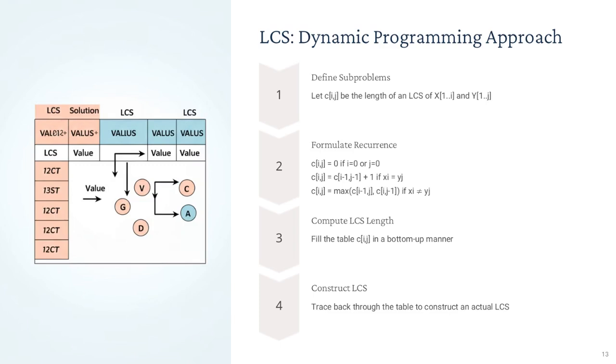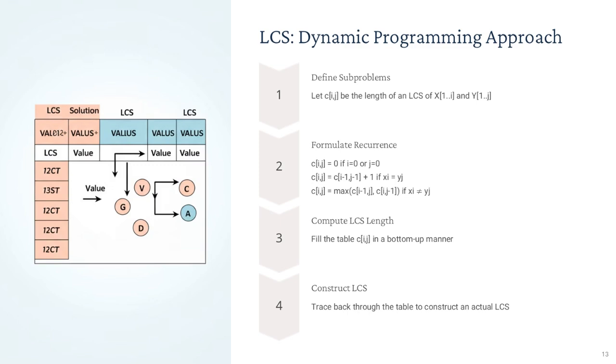The longest common subsequence, LCS, problem uses dynamic programming to find the longest subsequence common to two sequences. Define C[i][j] as the LCS length of the first i characters of X and the first j characters of Y. The recurrence relation is: if i equals 0 or j equals 0, C[i][j] equals 0. If X[i] equals Y[j], C[i][j] equals C[i-1][j-1] plus 1. If X[i] does not equal Y[j], C[i][j] equals max of C[i-1][j] and C[i][j-1].